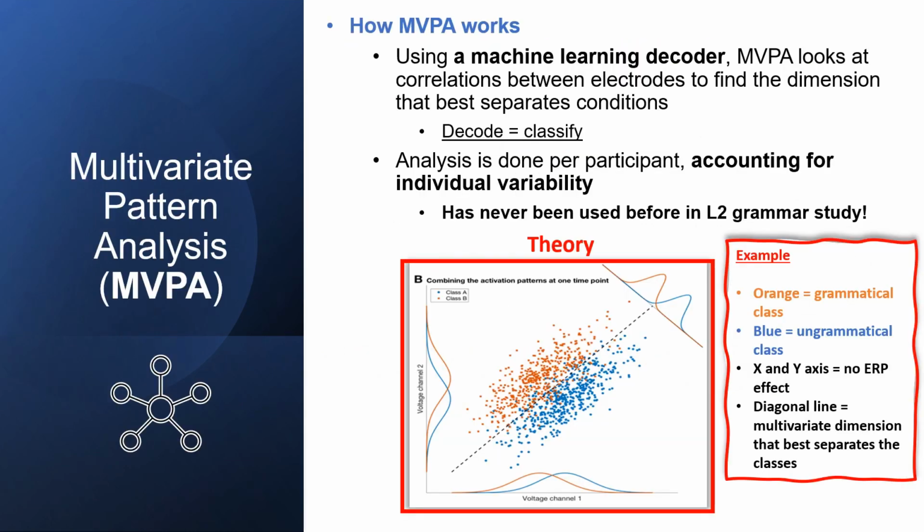Seeking to remedy this issue, we use multivariate pattern analysis, or MVPA. Rather than analyzing through a univariate approach, MVPA treats each channel voltage from each trial of a participant's EEG data as its own discrete data point in a multidimensional space and finds correlations between these data points to look for the dimension that best separates them.